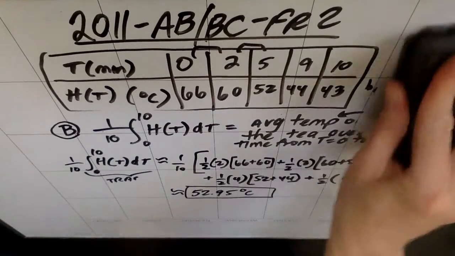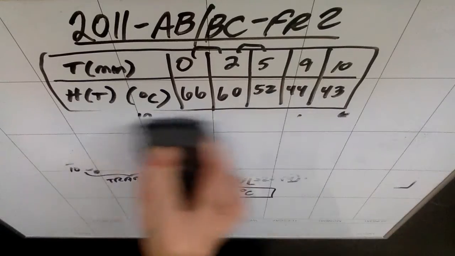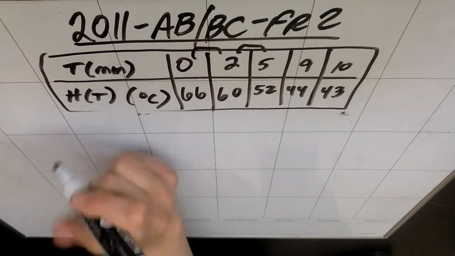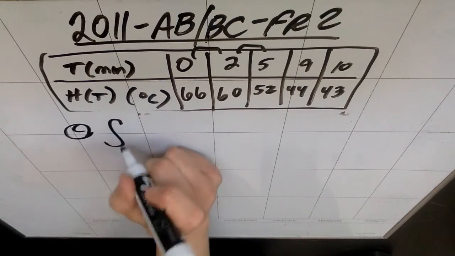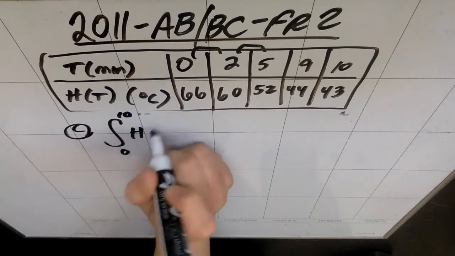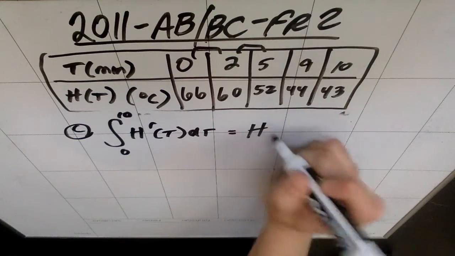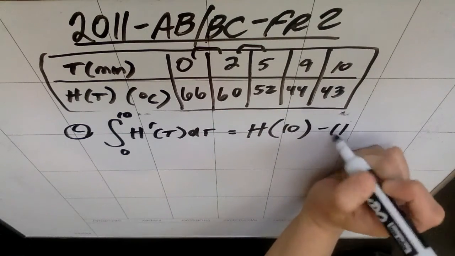So now we're not integrating h of t, we're integrating h prime. So this is going to use the first fundamental theorem of calculus. So in part C, when you integrate from 0 to 10 h prime of t dt, well, when you integrate a derivative, you just get the actual function. So I'm going to get h of 10 minus h of 0.